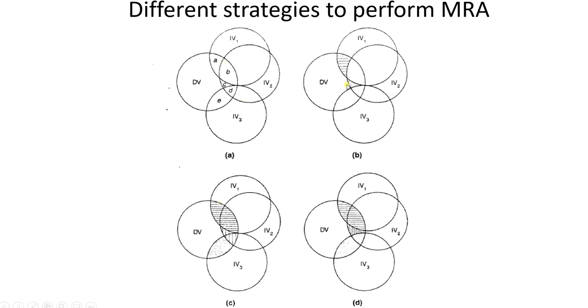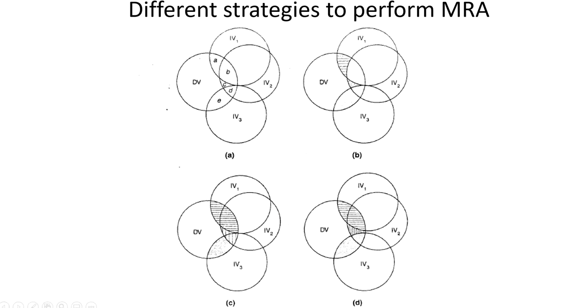And what was our answer in the earlier case? No, there IV3 is very important. This is explaining more variance. So the answer to the same question will be different depending on how we are creating the composite scores, how we are parceling out the effect of other IVs from the remaining IVs.